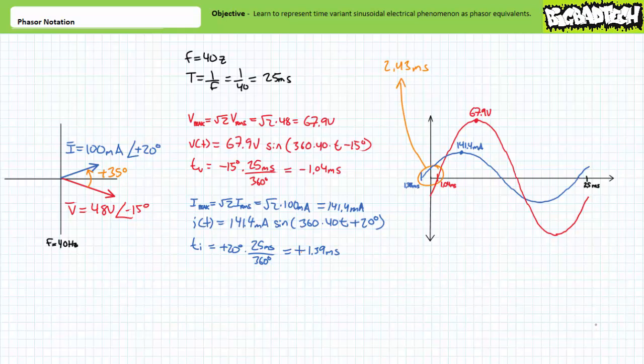Given this phase-shifted response, current appears to be leading voltage by a relative 2.43 milliseconds, where this relative 2.43 millisecond shift represents a differential of current leading voltage by 35 degrees.